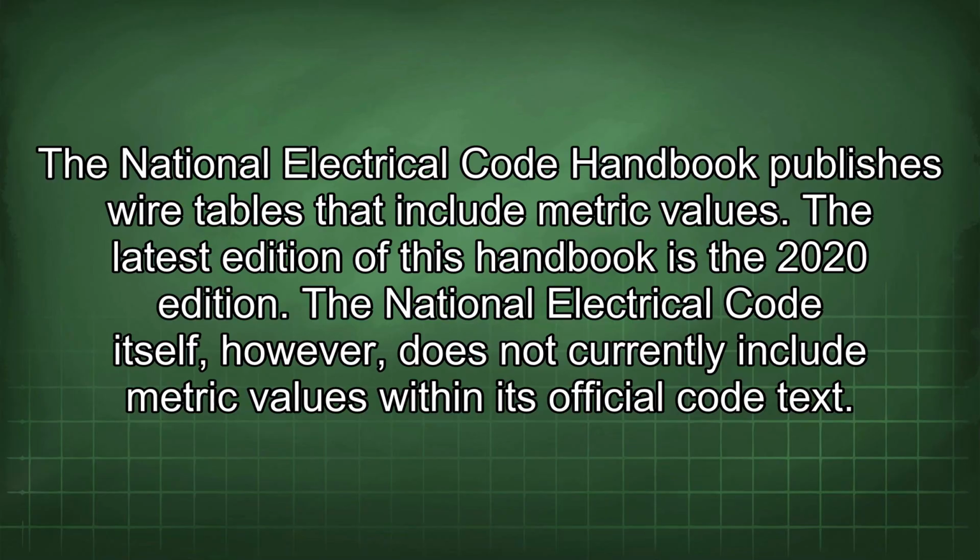The National Electrical Code Handbook publishes wire tables that include metric values. The latest edition of this handbook is the 2020 edition. The National Electrical Code itself, however, does not currently include metric values within its official code text.